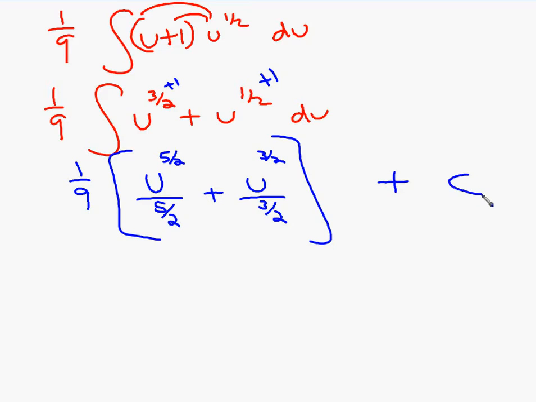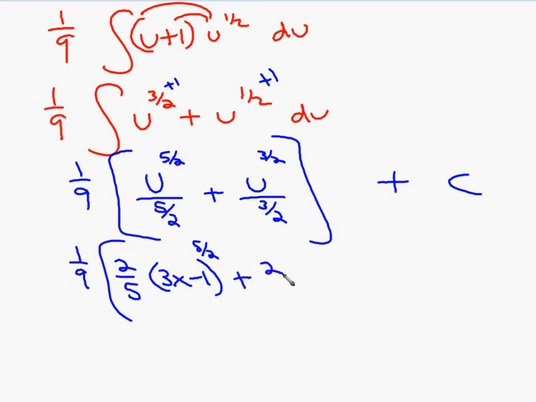So I multiply by the reciprocals, and I have 1/9 on the outside, and I have 2/5 times my u. Well, what was my u? 3x minus 1, to the 5 halves power, plus 2/3 multiplied by the reciprocal, times 3x minus 1 to the 3 halves power. That whole thing plus c. Now, that answer is pretty much complete.